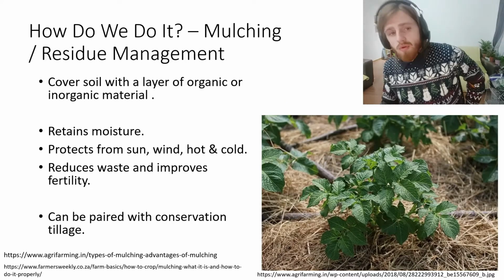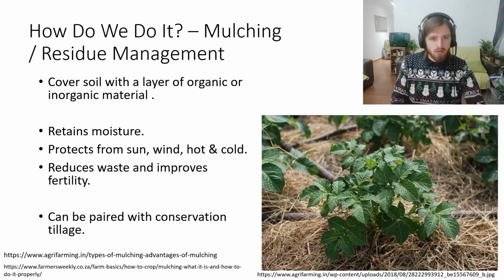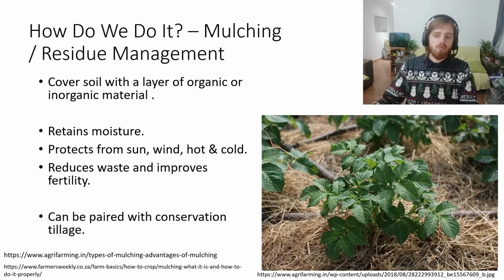So also there's mulching and residue management, which is similar to conservation tillage. You're taking organic matter and putting it on the surface of the soil, protecting it from the elements, etc. It's good paired with conservation tillage.